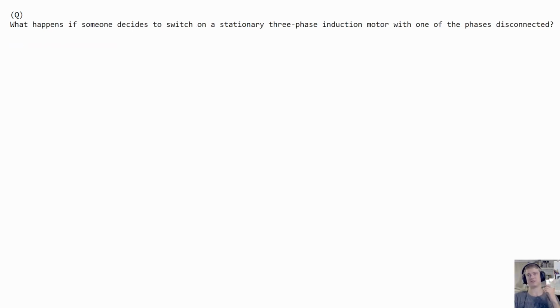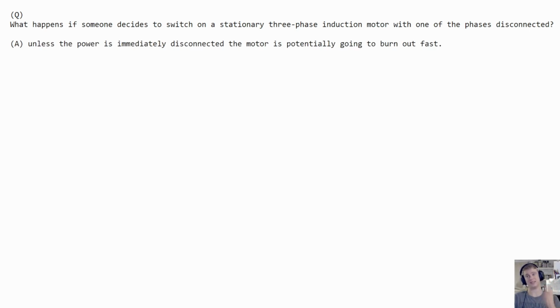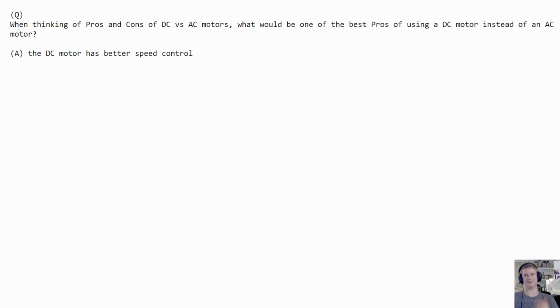Next, what happens if someone decides to switch on a stationary 3-phase induction motor with one of the phases disconnected? Unless the power is immediately disconnected, the motor is potentially going to burn out, and it's going to burn out fast. Next, when thinking of pros and cons of DC versus AC motors, what would be one of the best pros of using a DC motor instead of an AC motor? And this would be the DC motor has better speed control.